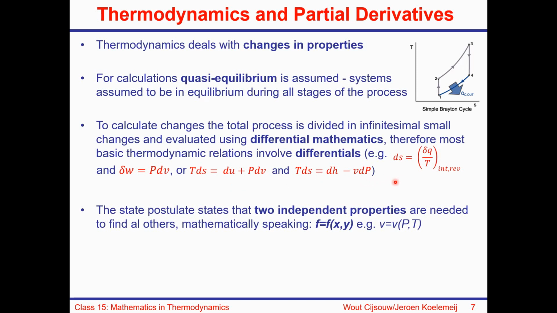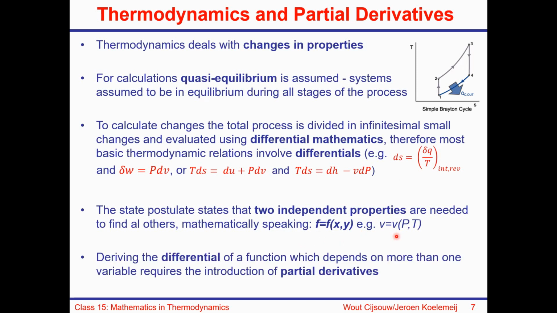Now, we know that according to the state postulate, a thermodynamic state always has at least two independent properties or variables. So mathematically speaking, a thermodynamic state is always written as a function f of the variables x and y. For example, the volume, which can be written as a function of the pressure and the temperature. Now, when you want to derive the differential of such a two-dimensional function, you need to introduce a new type of derivative, the so-called partial derivative.